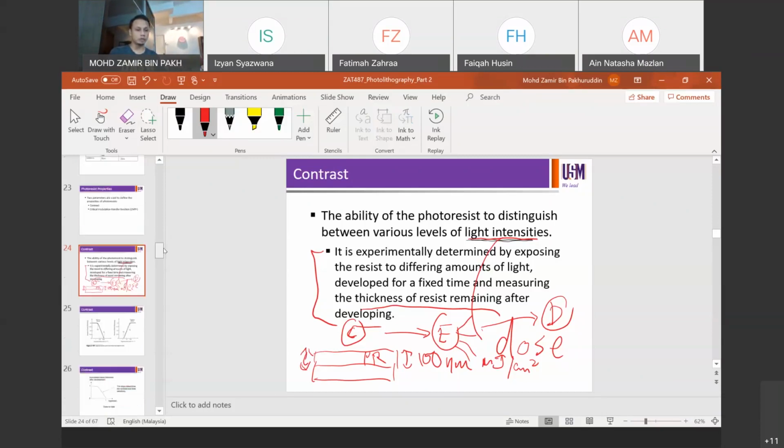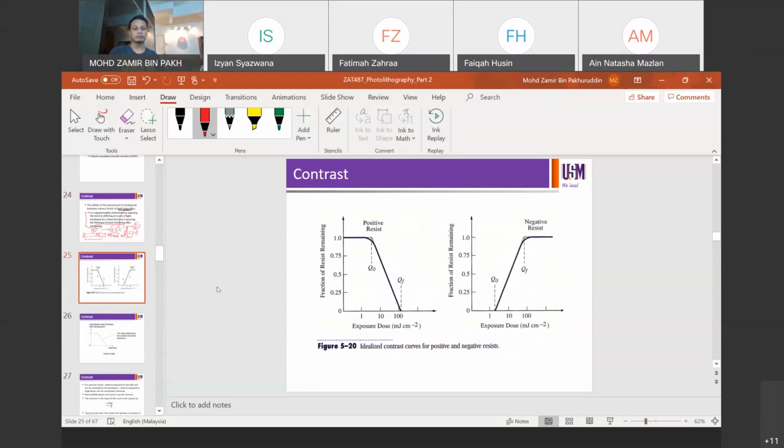So let's look at the contrast curve and what we get. You can see on the y-axis the fraction of resist remaining, one being the maximum, reflecting the original thickness as you spin coated the resist during the coating process. The x-axis shows the increasing exposure dose in the scanner, and you can see the plot of resist remaining. So can someone please explain what you understand by this contrast curve? Anyone? Everything on the curve, for both resists.